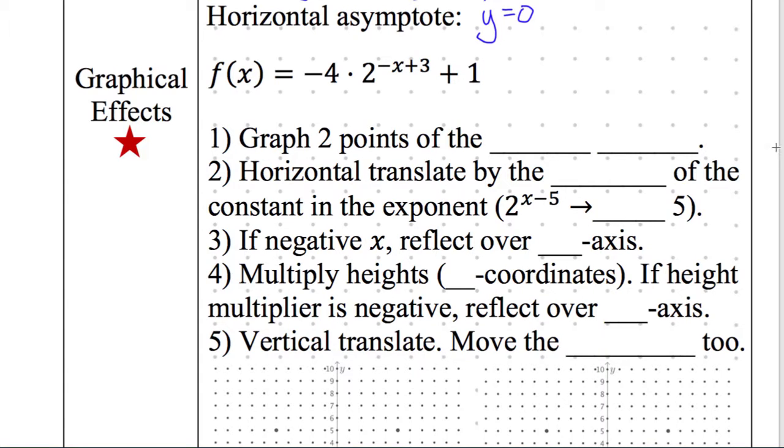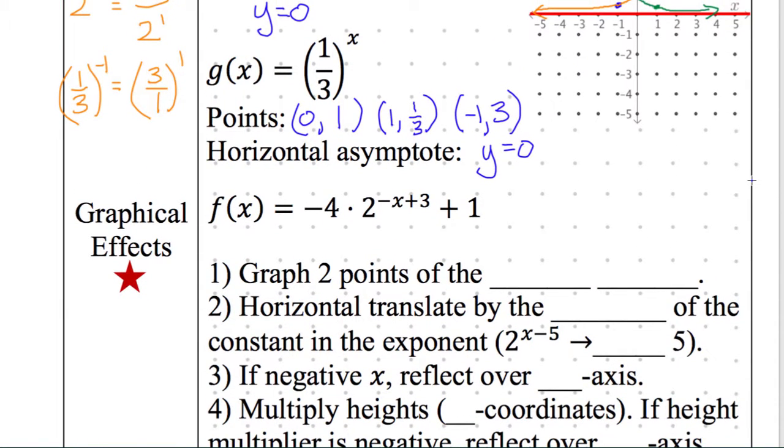So first, man, voice is gone. Graph 2 points of the, what did we just talk about? Quiet raised hand. What did we just talk about? 2 points of the, starts with a P, then an F. Eva. Parent function. There it is. Write it down. Parent function.